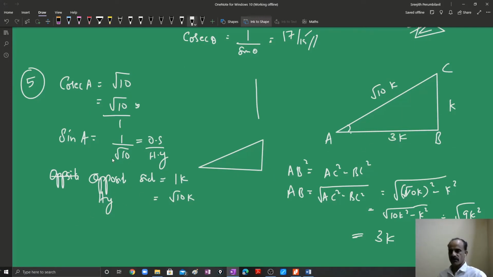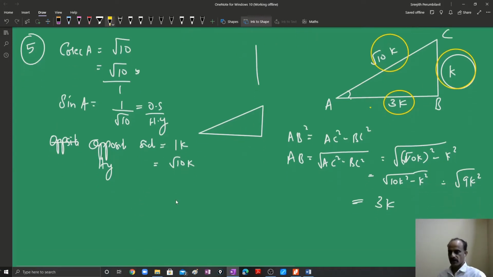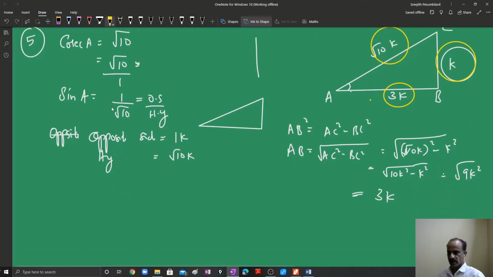You have been asked to find the ratios. So we have the values. This side is k, this is 3k and 10k. So we can find out the remaining. Sin A is available. What is sin A? 1 by root 10. Cosec A, its reciprocal, is also available: root 10.